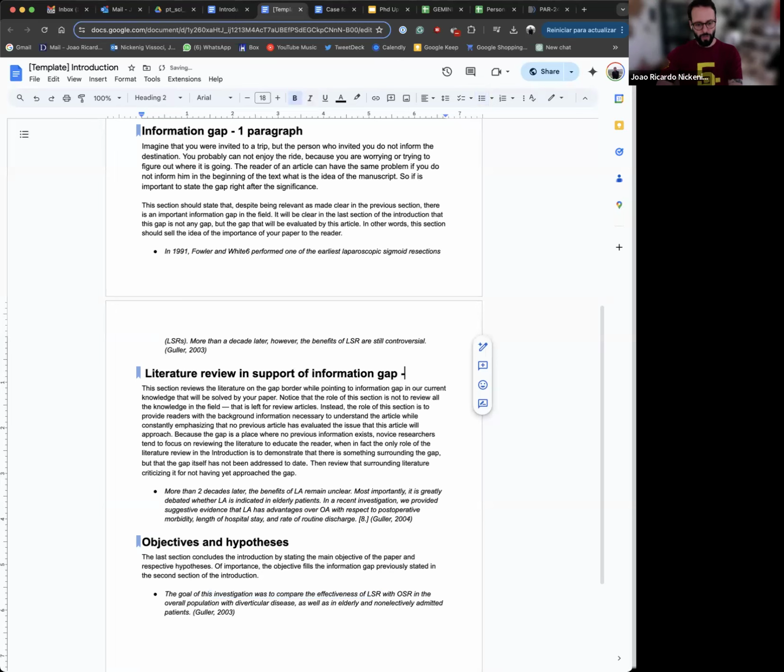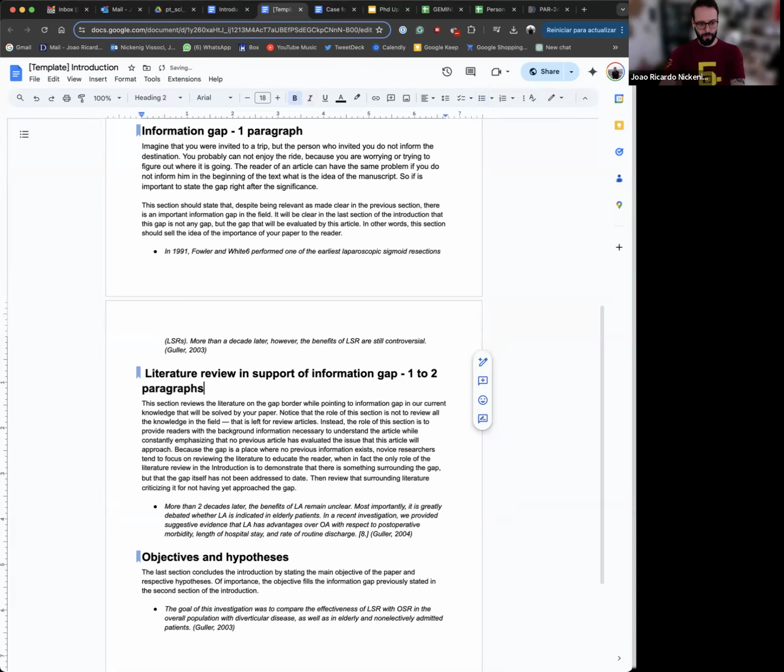So the literature review and the gap should have one to two paragraphs, and the hypothesis and objective should be one paragraph.